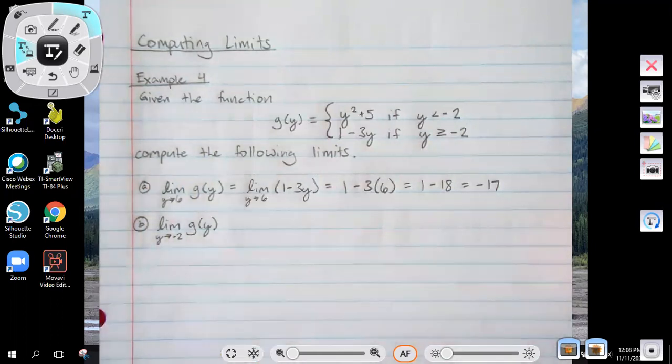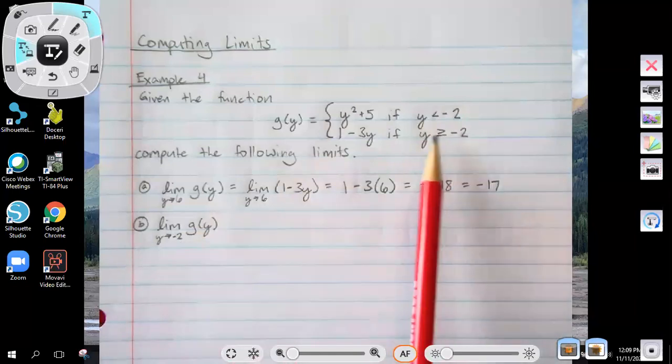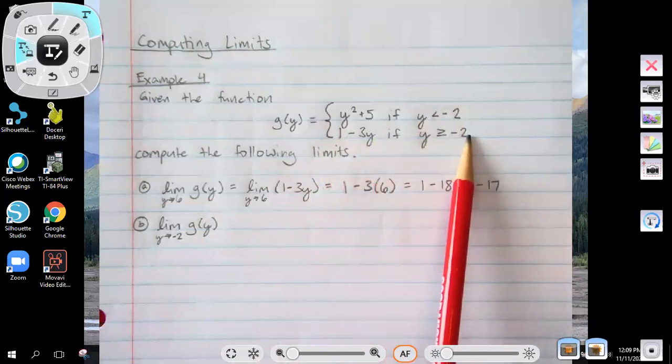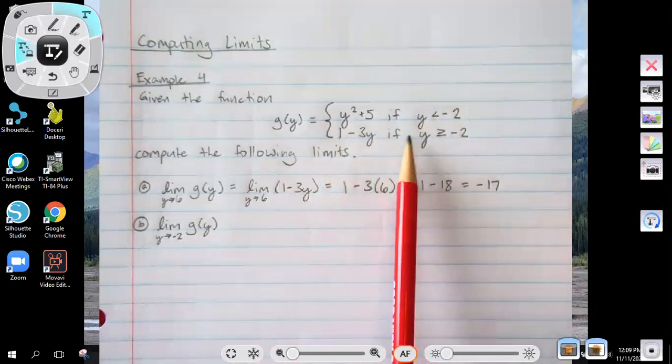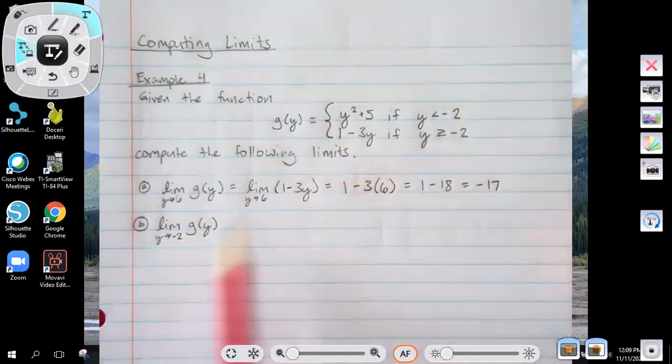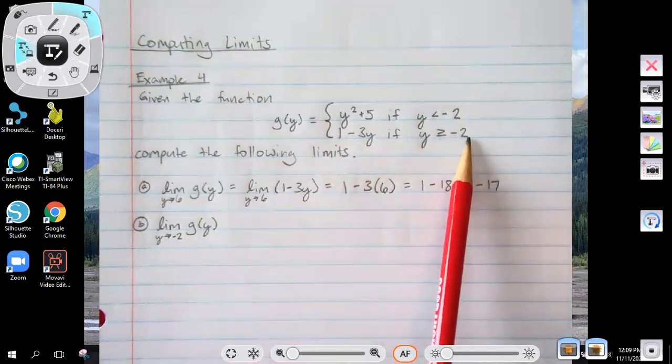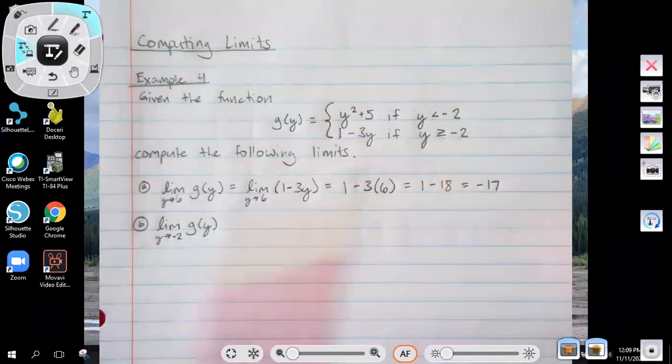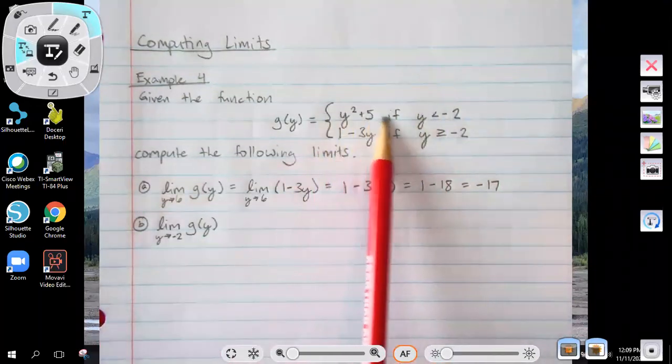Okay, so as we know, the limit doesn't care what's happening at this value. It cares what's happening around it. And because it cares what's happening around it, it cares what's happening on both sides. So even though negative 2 falls into this line of our function, because it falls into y is greater than or equal to negative 2, the part of the function that's on the left follows this top line.